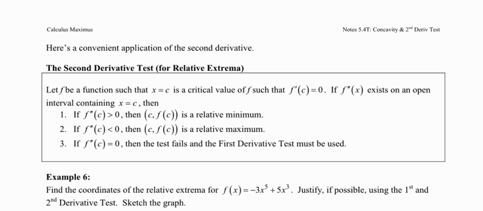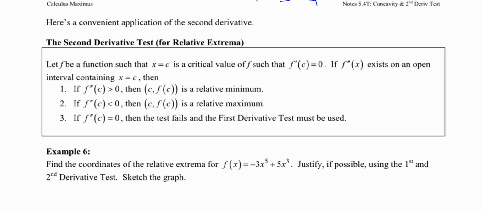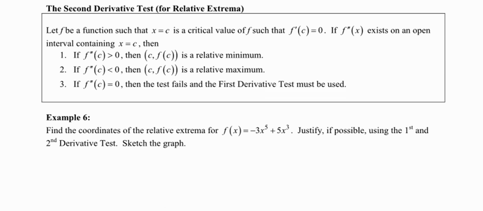So we're going to start the second derivative test for relative extrema. Remember before we talked about the first derivative test, and if it changed from positive to negative, there's a relative maximum there, or if it changes from negative to positive, there's a relative minimum there. This is a different case.